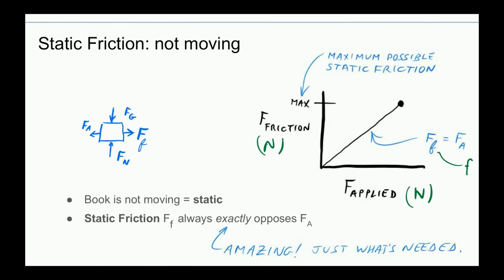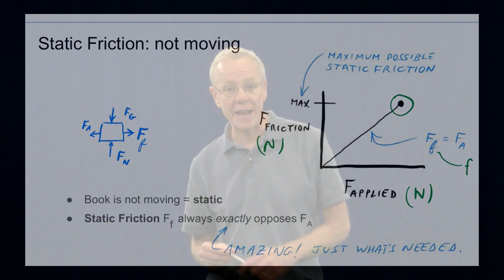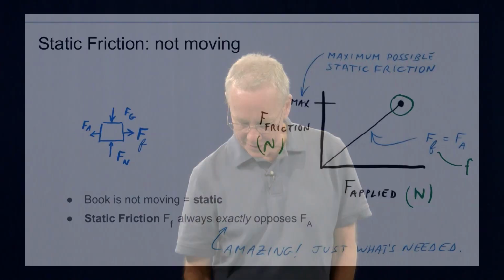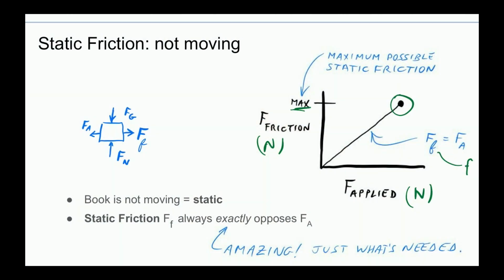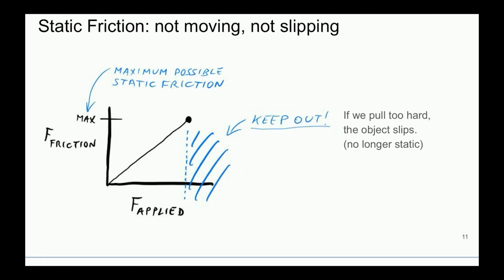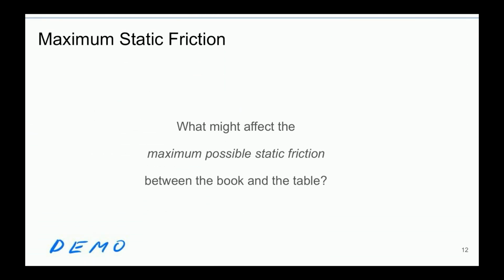Now, there's a point at which it gives up. That's the maximum possible static friction. So static friction works up to a point, and I'm going to coin that phrase as a trademark here, maximum possible static friction. It's a number, okay? So there it is in the graph. Here's the maximum possible static friction, and it's a point at which any further I go, the thing's going to slip. Beyond that, let's keep out for now, and it's not going to be static anymore, and we'll talk about what happens beyond that in another presentation.